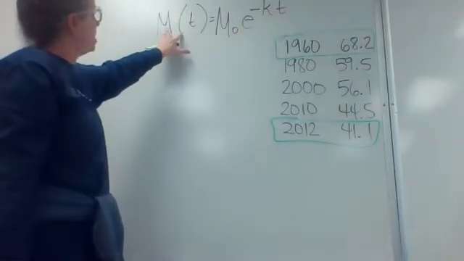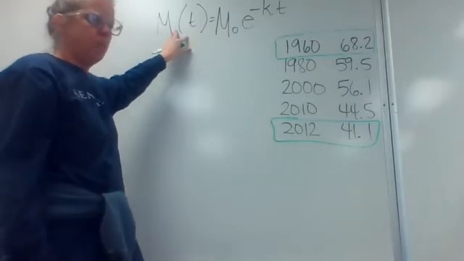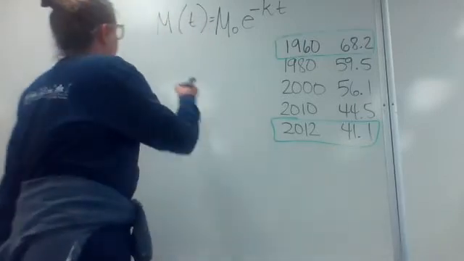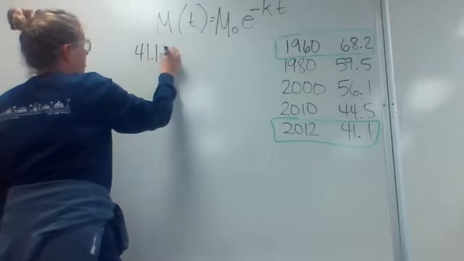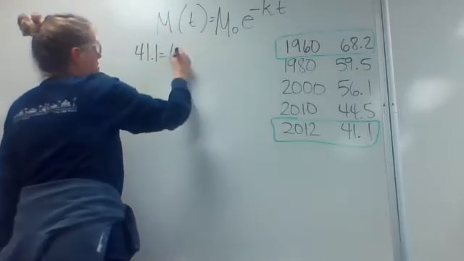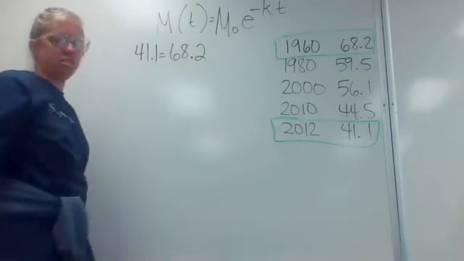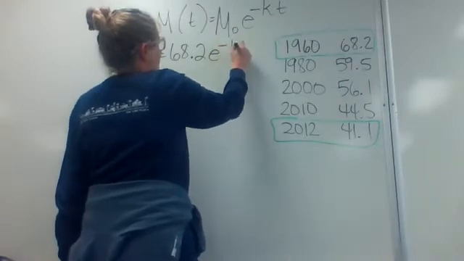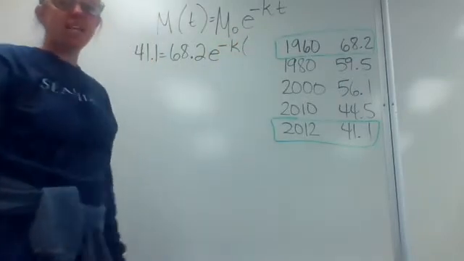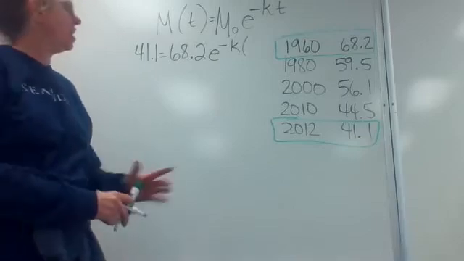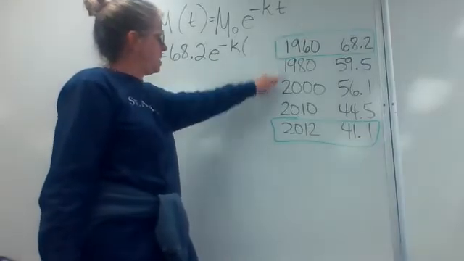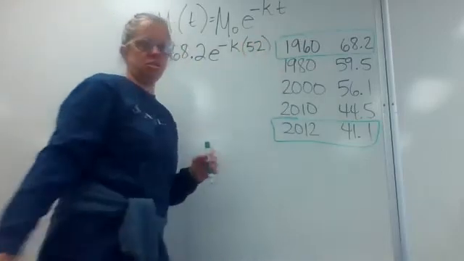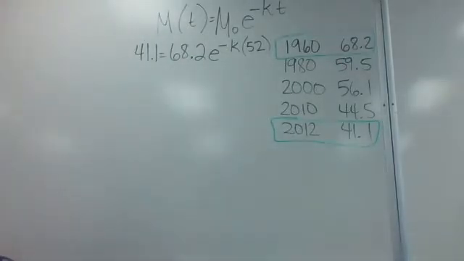So let's see, the left side is always the ending amount. What is the end amount of percent of adults married? 41.1. This is the beginning amount, the beginning percentage of adults married, which is 68.2. Then your E to the negative k. I don't know what k is, but I do know what t is, because it took from 1960 to 2012, which is 52 years. So we're solving for k.